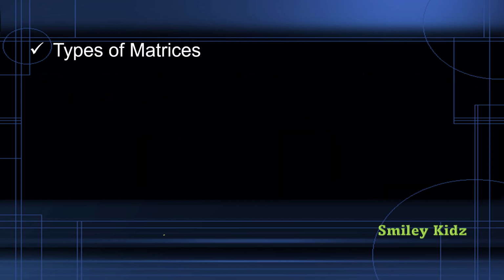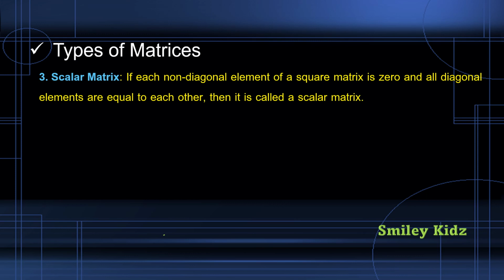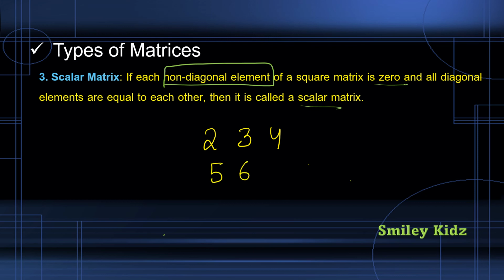Moving ahead, we have a scalar matrix. If each non-diagonal element of a square matrix is 0 and all the diagonal elements are equal to each other, then it's called a scalar matrix. Well, I'm sure it's confusing. Let's have a quick example over here. Let's say 2, 3, 4, 5, 6, 7, 8, 9 and 10.